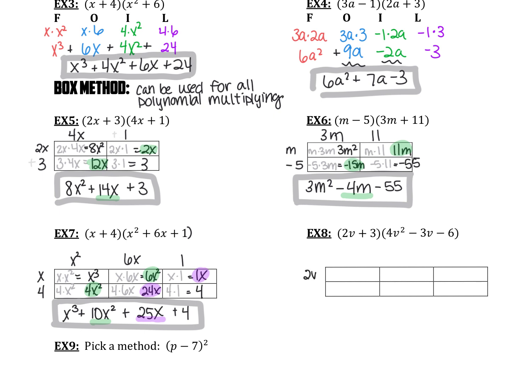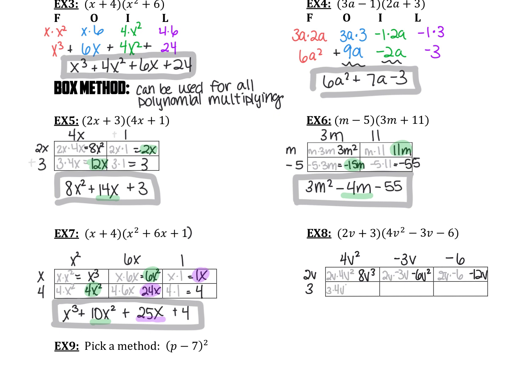And if we're going to plug this in, 2v and 3, 4v squared, negative 3v, and negative 6. And now I'm going to do my multiplying. So 2v times 4v squared gives me 8v cubed. 2v times negative 3v gives me negative 6v squared. 2v times negative 6 gives me negative 12v.